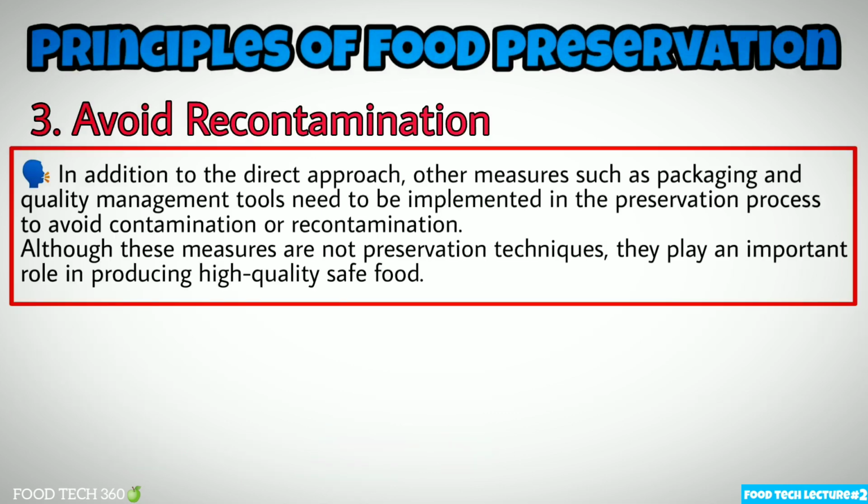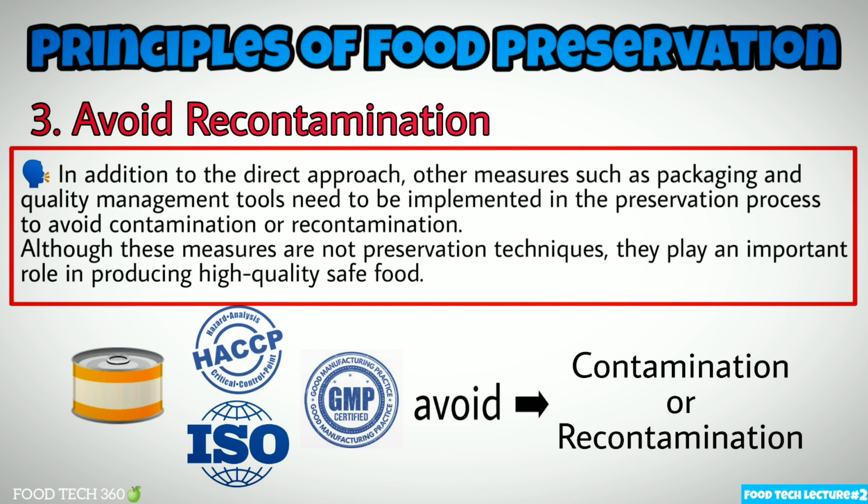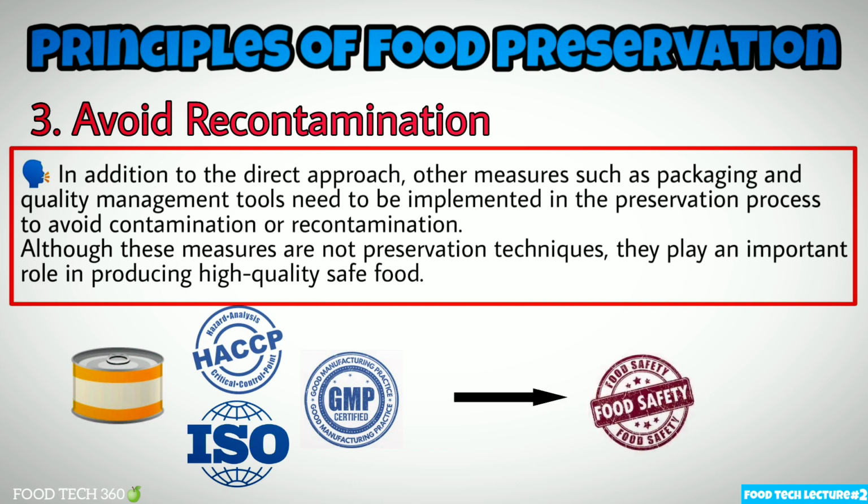Avoid recontamination. It is an indirect approach towards food preservation. In addition to the direct approach, other measures such as packaging and quality management tools need to be implemented in the preservation process to avoid contamination and recontamination. Although these measures are not preservation techniques, they play an important role in producing high quality, safe foods.